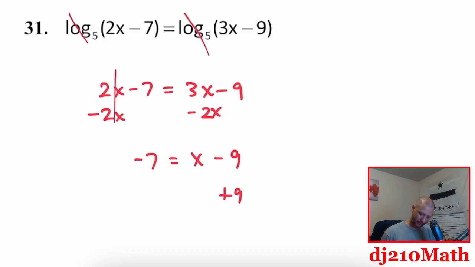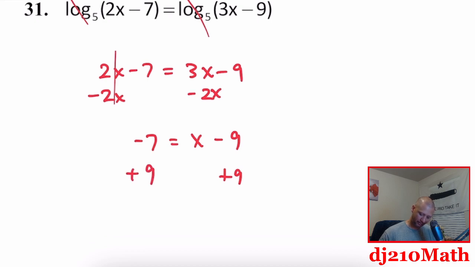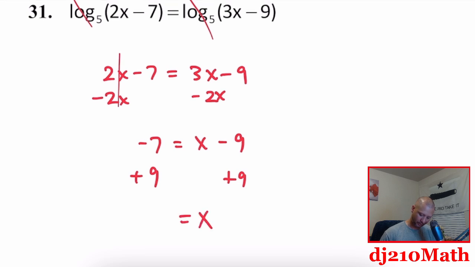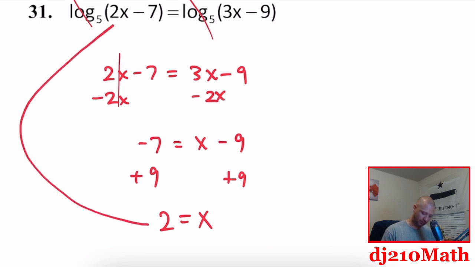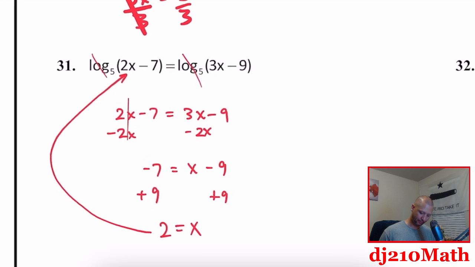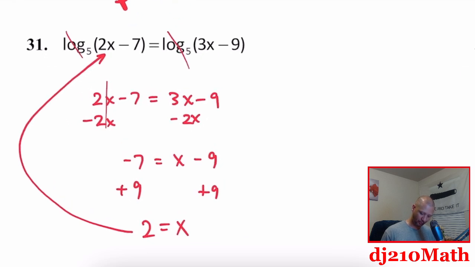I'm going to add 9. So x is equal to 2. All right. Specifically with logs, we have to see, does this make sense? Because when we plug it back in, what do we get? Uh-oh, I can already see it. When we plug it in, we get 2 times 2 minus 7.